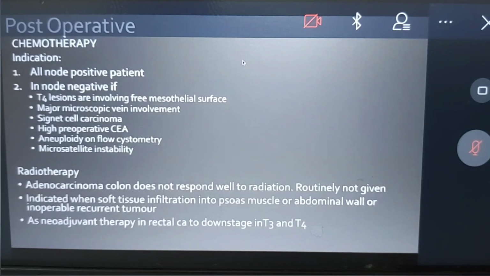For radiotherapy, usually adenocarcinoma of the colon does not respond well to radiation, so usually it's not done. But it's indicated when there is soft tissue infiltration into the psoas muscle or abdominal wall, or also an inoperable recurrent tumor. In case of rectal CA, we can use it as neoadjuvant therapy in stage T3 and also T4.